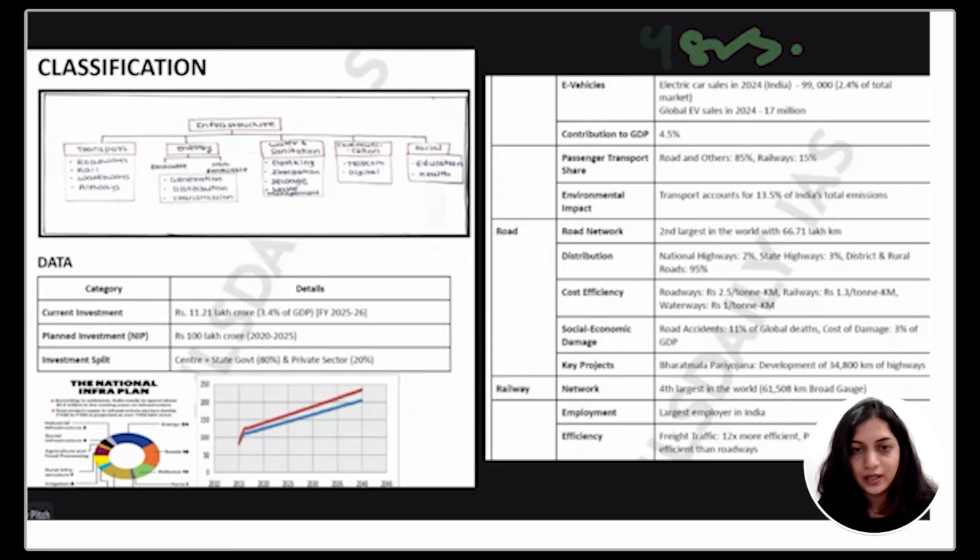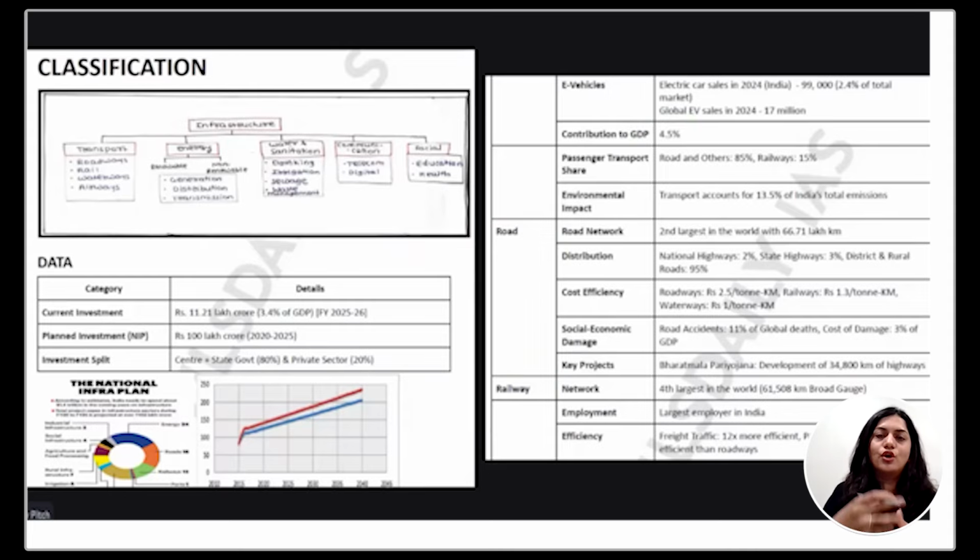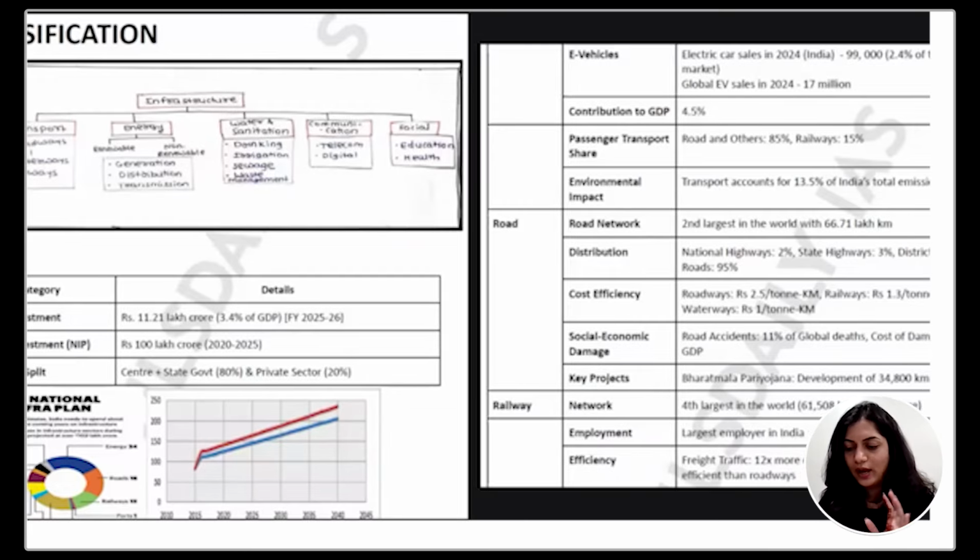Here if you look, the contribution to GDP of the road sector, of the railway sector, every aspect of each sector has been given to you. Okay, so you do not have to update your notes each and every month. Just before the mains also, X-Factor notes get updated and this data is again updated, right? So you have to go through these specific notes where you see all the data in your hand.